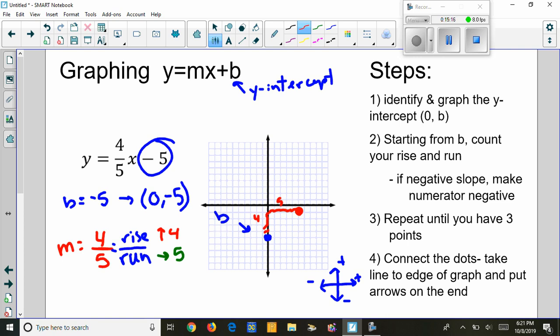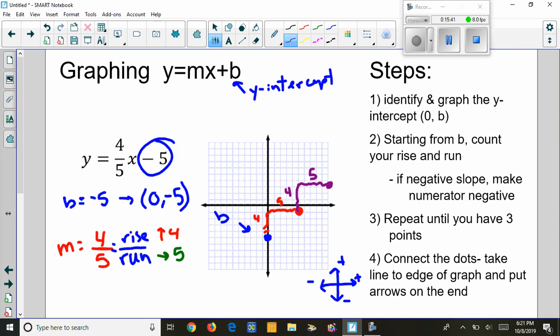I'm going to try to put another point on the graph, so I'm going to repeat step 2. Only this time, I want you to start at the point I left off at and then count. 1, 2, 3, 4. 1, 2, 3, 4, and 5, giving me my third point.